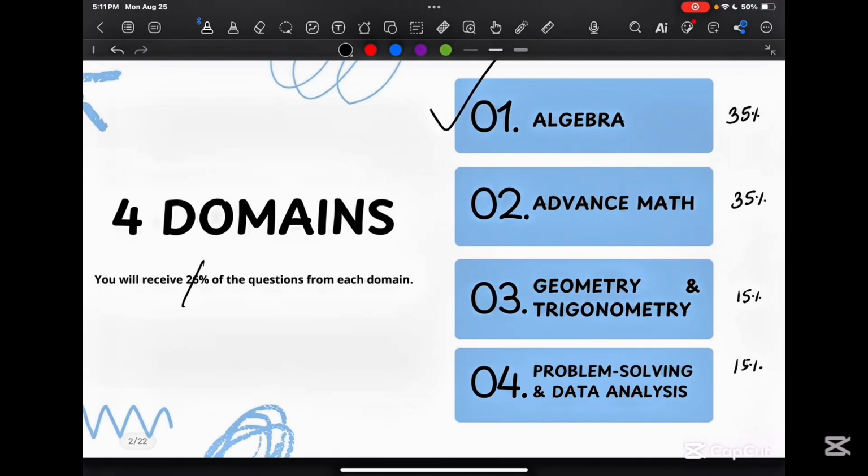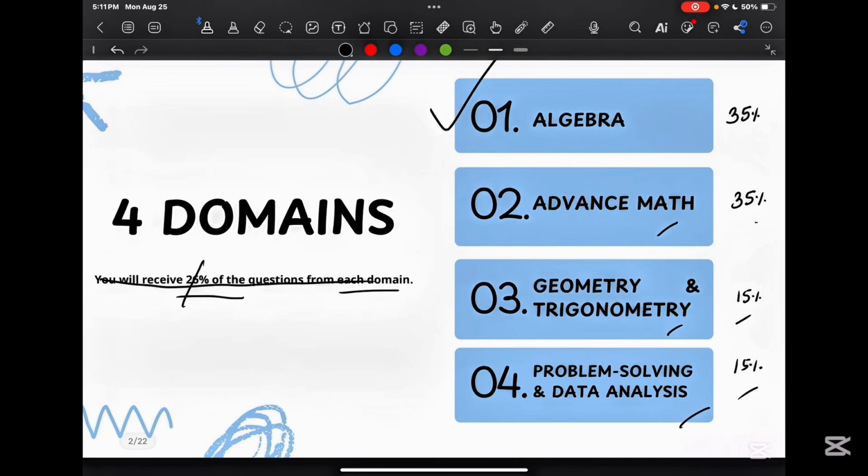Also, I just wanted to let you guys know that you will not be receiving 26% of the questions from each domain. Rather, you are going to receive 35% of your questions from algebra, 35% from advanced math, and 15% from trigonometry and geometry, and the rest 15% is from problem solving and data analysis.